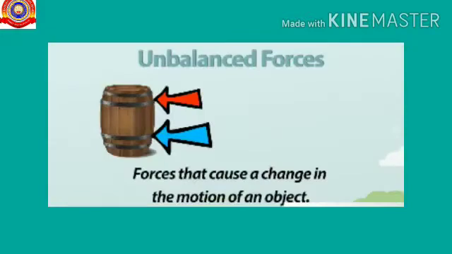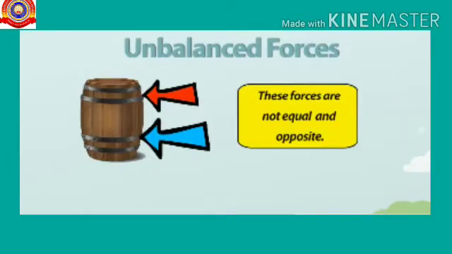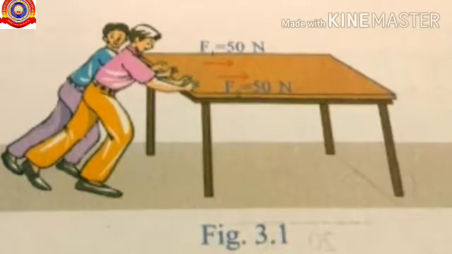Forces that cause a change in the motion of an object are unbalanced forces. That means unbalanced forces can cause a change in the motion of an object. These forces are not equal and opposite. That means the magnitudes are not equal and they are not both in opposite directions. Sometimes the unbalanced forces will act in the same direction. So let's see some figures in your textbook.